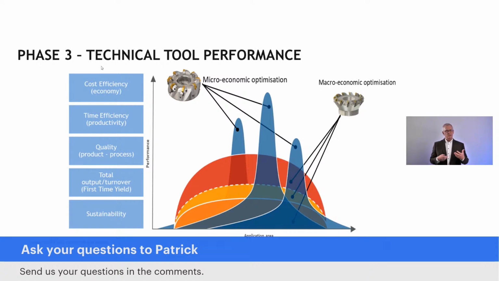And here it's about, okay, are we thinking in time efficiency, cost efficiency, quality, total output, whatever, what is important, and how do I judge tools? Should I think more in the application range of a tool? Should I think in terms of performance of a tool? Which performance then? Cost performance, time performance, whatever. Here we start to fill in the technical stuff.